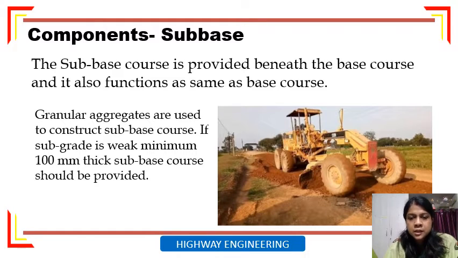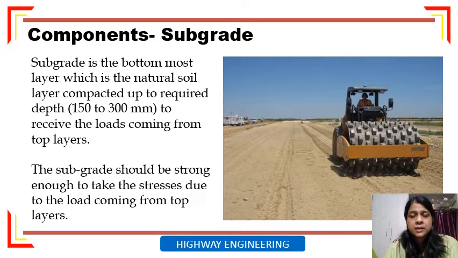We can see here in the pictures that it is the layer consisting of different kinds of granular materials such as earth. This layer is placed above the earth surface or the subgrade, and its thickness is also 100 millimeter thick. The bottommost layer is the subgrade, and it is made up of normal earth only. Its thickness must be between 150 millimeter to 300 millimeter, and it receives all the load coming upon it.